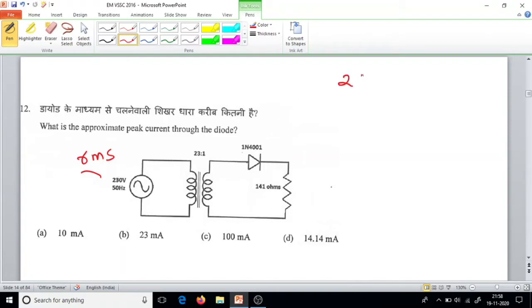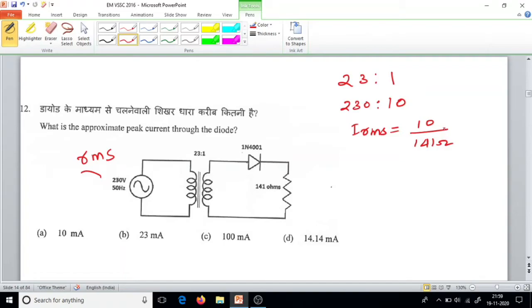Now, we have a transformer with a step down ratio of 23:1. That is, if we have 230 volt here, we'll get 10 volt here. Now, 10 volt is there in the secondary. That's RMS voltage. Now, what is the IRMS value? That is 10 divided by 141 ohms, where we assume that this diode is an ideal diode.